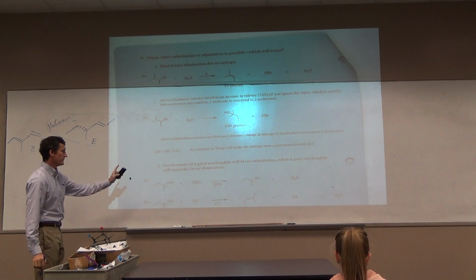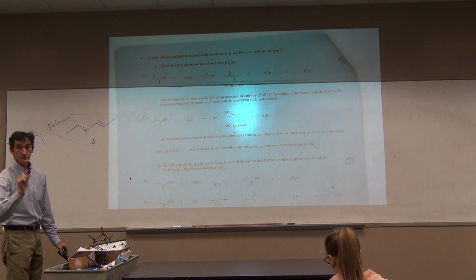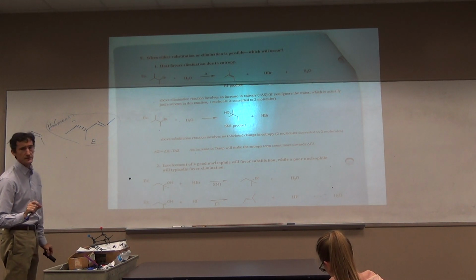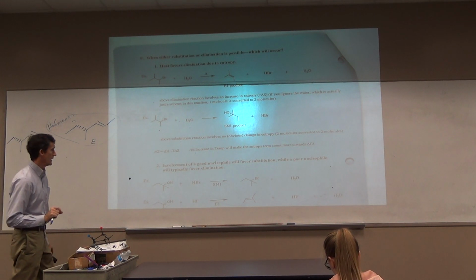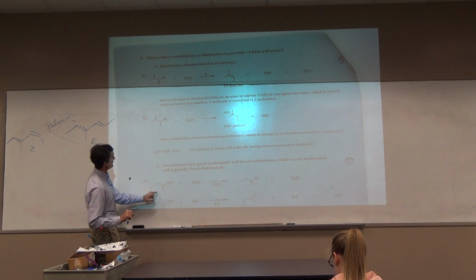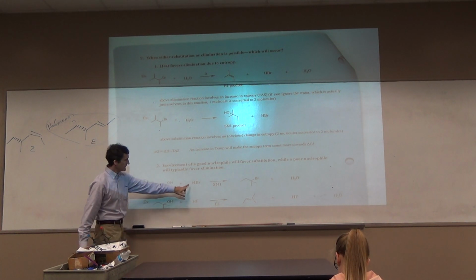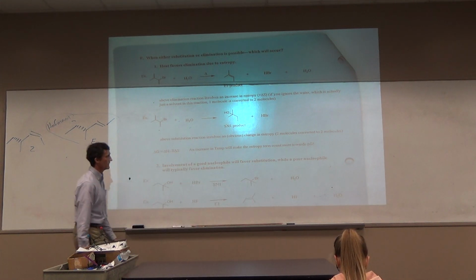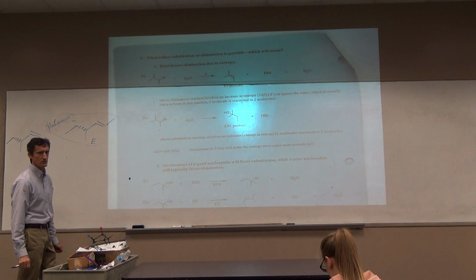Number 2, involvement of a good nucleophile will favor substitution, while a poor nucleophile will typically favor elimination. Look at these examples. If you take this alcohol here, react with HBr, you're probably going to get a substitution. And thus it would be an SN1.